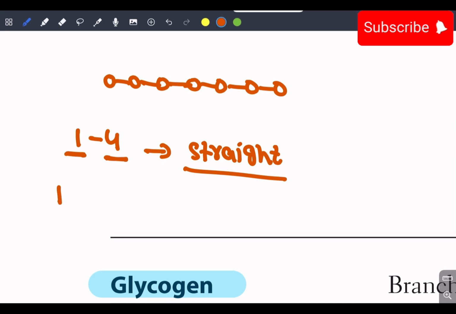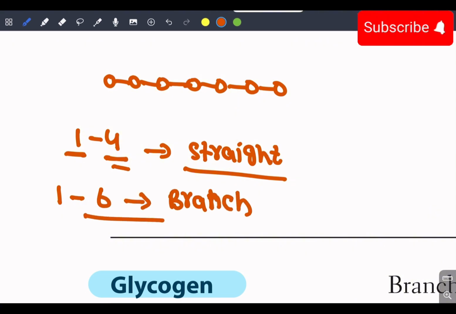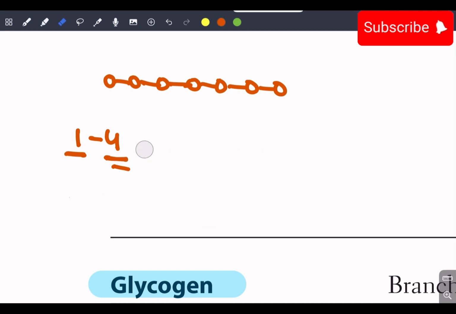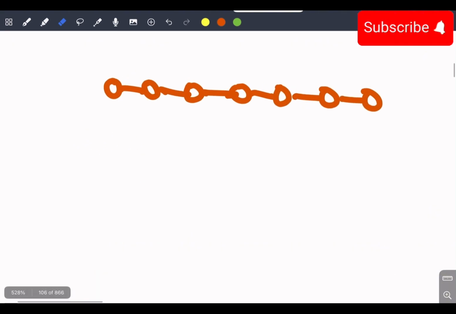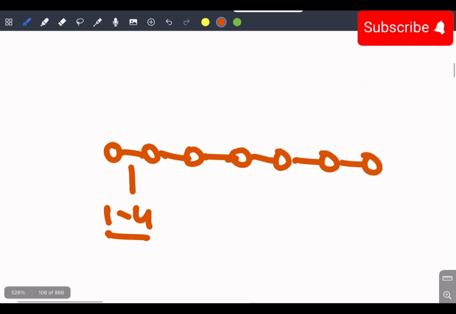But if carbon number 1 of one glucose molecule is connected to carbon number 6 of the other glucose molecule, then it will form a branch. In this way we see how straight and branched chains are formed. Here, this is a straight chain, and the bond between each glucose is a 1,4 bond. So this is a 1,4 glycosidic bond.